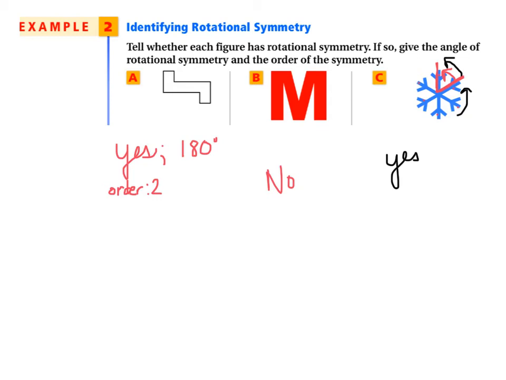So you can take 360 divided by 6. That gives you an angle of rotation, symmetry of 60 degrees. Well, how many times can you move 60 degrees to get 360? Well, it would be 6, so you have an order of 6.